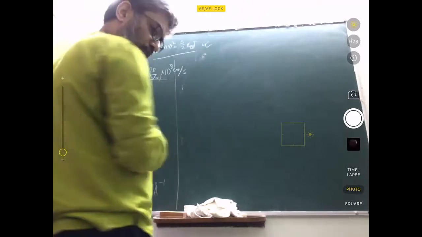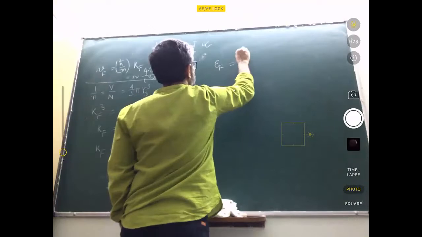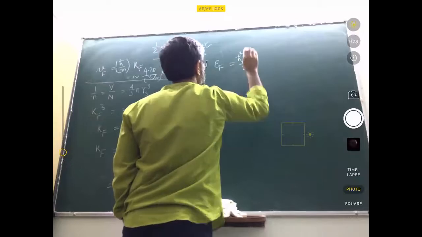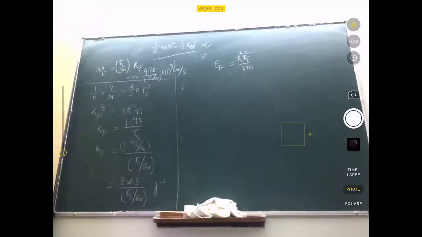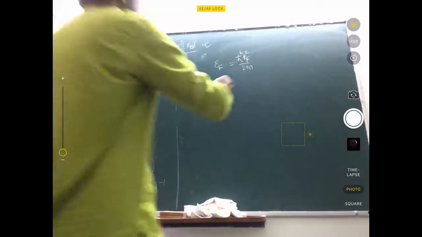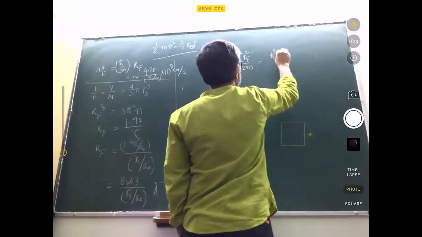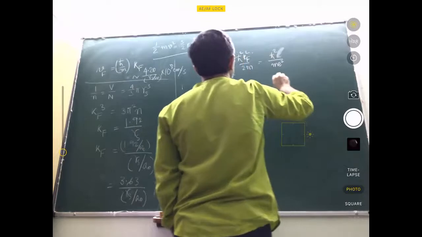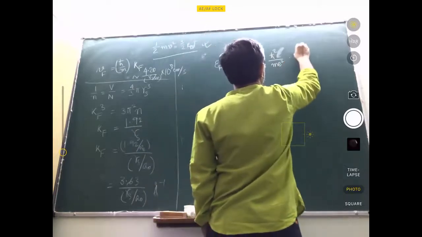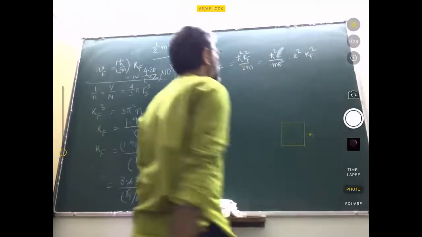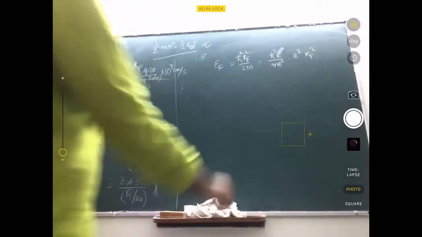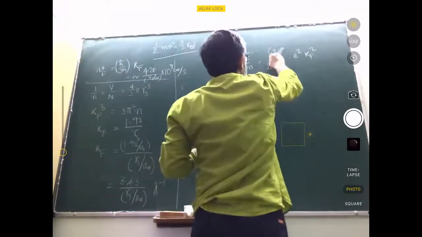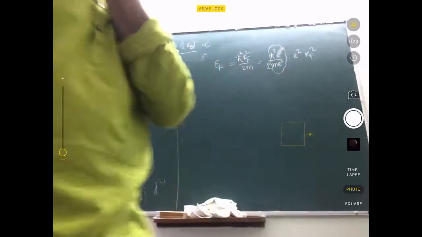So epsilon F, we want to estimate as this. I'll just indicate one way of doing that. A very conventional way of writing this is, there's a two here. It is written this way because if you can identify this, this is just E naught.